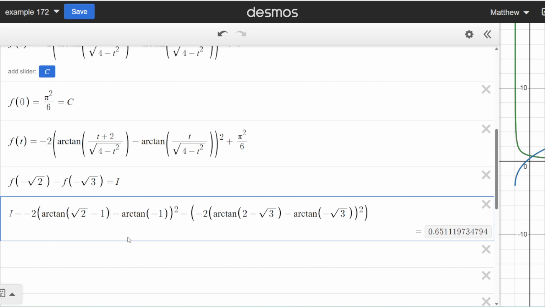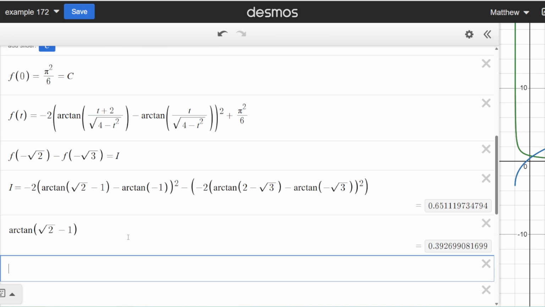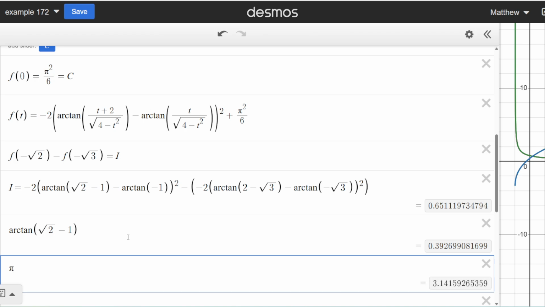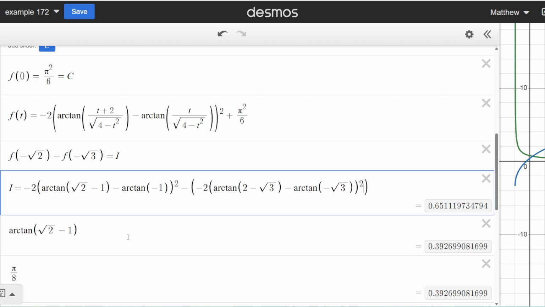You know, I am not sure what arctangent of square root of 2 minus 1 is. I suppose we could use double angle identities. Let's just see. It's going to be maybe pi over 12? No. Pi over 8? Yeah, it's pi over 8. Okay, so we could have used double angle identities on that to figure that out, but we have Desmos, and we all know we could do that, so let's just do it the fast way. So arctangent square root of 2 minus 1 is pi over 8.